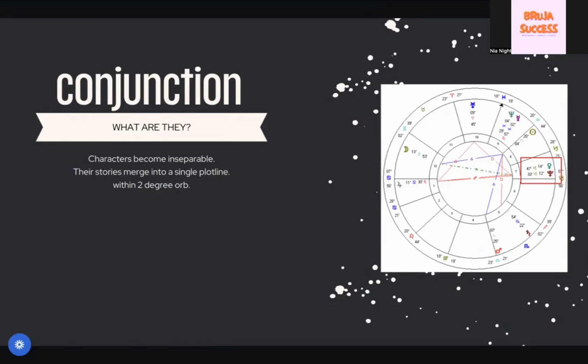Now, a conjunction means 0 degrees apart or up to 10. Some astrologers could argue that 10 is too wide of an orb to be considered a conjunction. Some astrologers, I've heard people say a conjunction shouldn't be more than 2 degrees. It really just depends on what you're studying, what kind of reading you're doing, I feel.